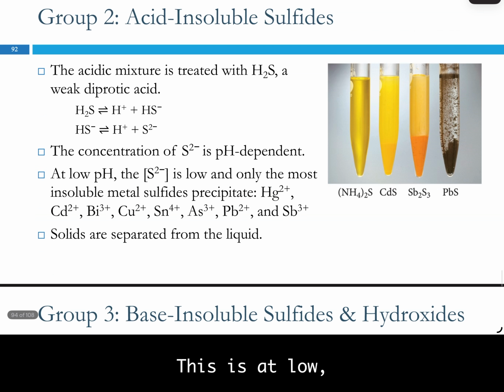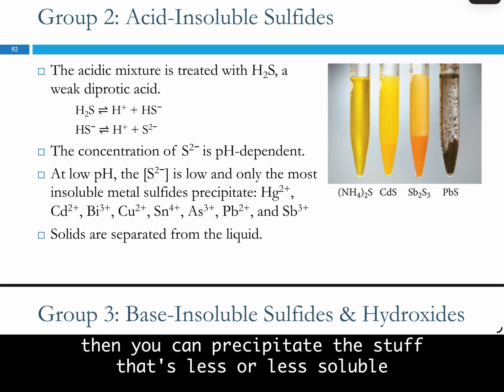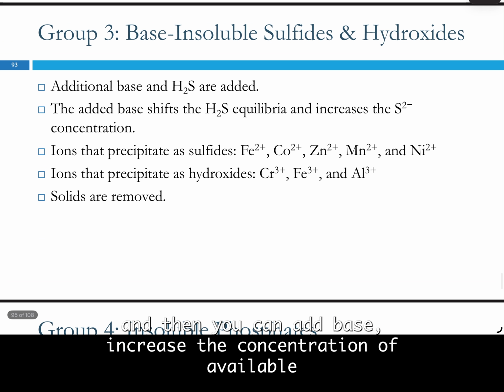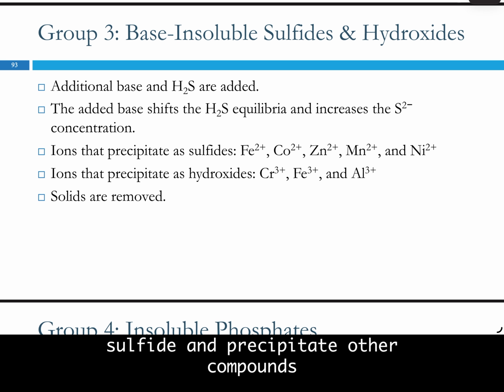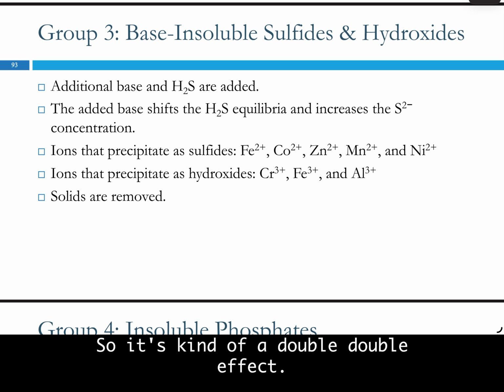Oh, right. This is at low. So this is one of the ones that you can control, because if you have a low concentration of the sulfide, then you can precipitate the stuff that's less soluble. At low concentrations, it'll precipitate first. And then you can add base, increase the concentration of available sulfide, and precipitate other compounds that wouldn't have precipitated at lower concentrations. There's kind of a double effect.